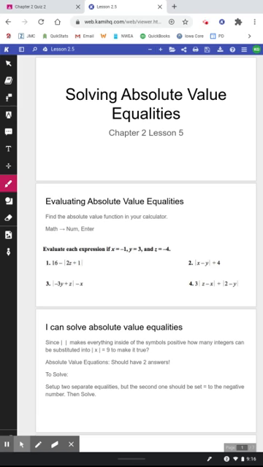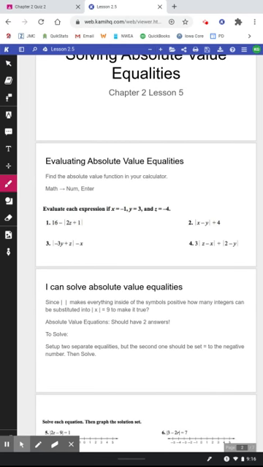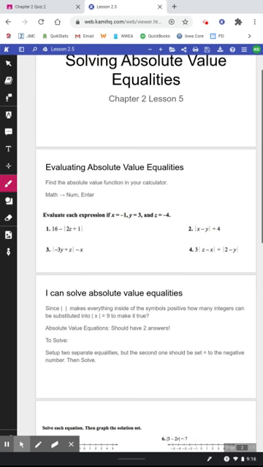Okay, Chapter 2, Lesson 5, Solving Absolute Value Equalities. So the first thing we have to talk about is what is absolute value and what does it do? So absolute value is the distance from any number to 0.